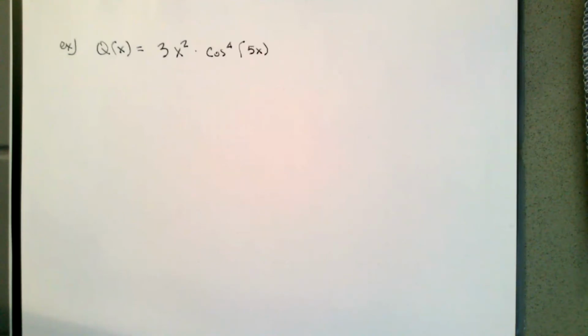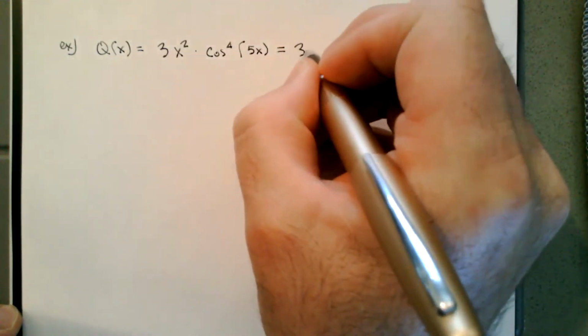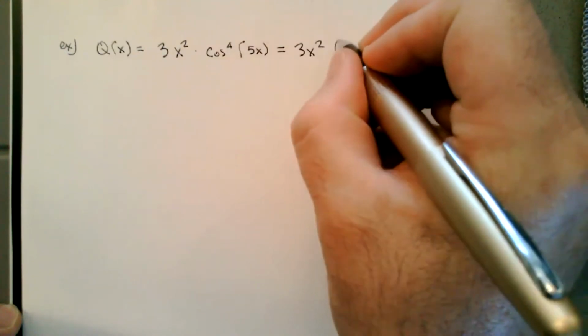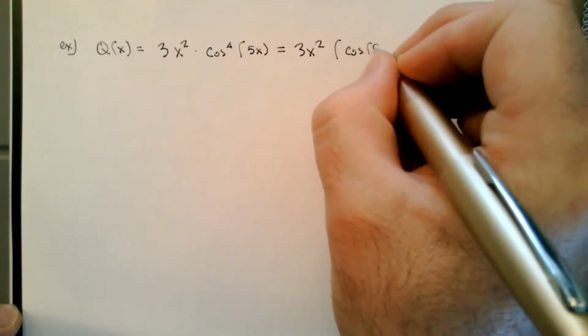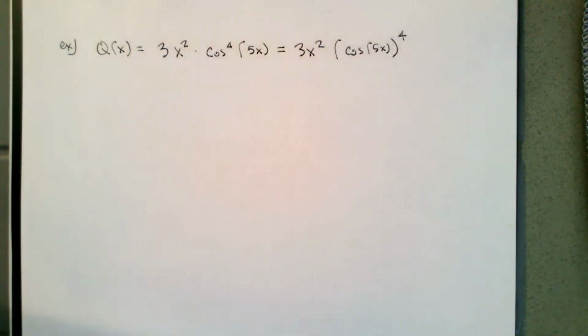We see a similar structure to what we had before. We've got a cosine to the 4th of 5x, and we should remind ourselves what that means. So 3x squared is just 3x squared. But cosine to the 4th of 5x means cosine of 5x to the 4th power. We just have to get used to reading cosine to the 4th of 5x as the 4th power of the cosine of 5x.